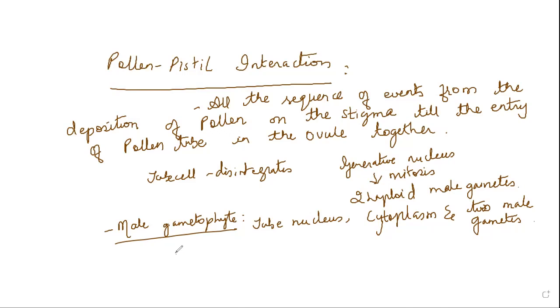I repeat, it is called as filiform apparatus. What is this definition? I repeat to you again. The extensive infoldings of wall in the synergids at the micropylar end is called the filiform apparatus. It plays a very important role in attracting the pollen tube.